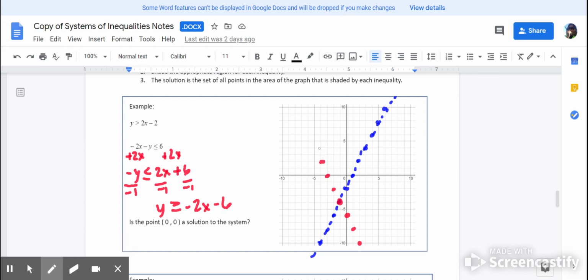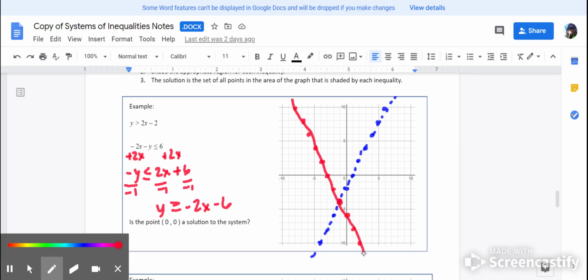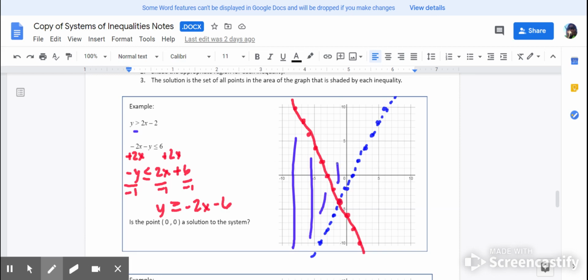I'm just going to keep going until I run out of graph. And this is now greater than or equal to, so it is going to be a solid line. Now I need to go back to my shades. So for the first line, it was greater than 2x minus 2. It's going to be everything that is on top of the line here.